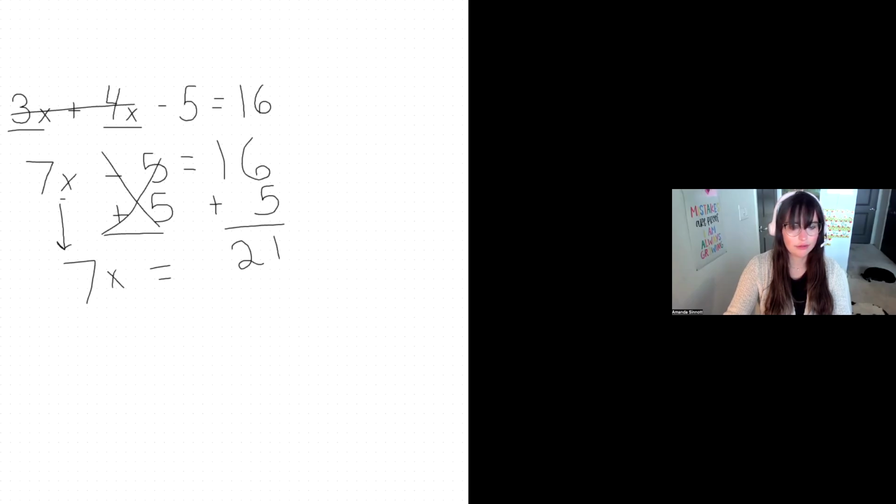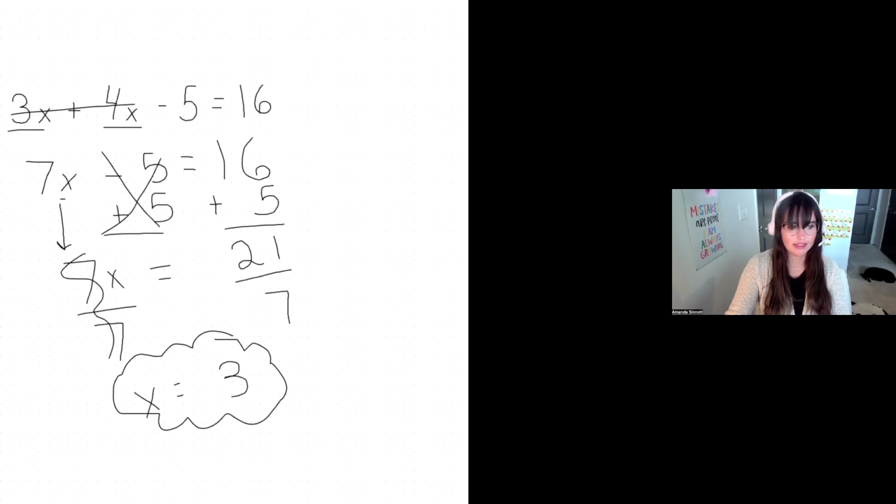Okay, we're getting closer. We want to get this x by itself, and we have a 7 right here. So what we're going to do is divide both sides by 7. Okay, so that'll give us our x by itself. And then we go 21 divided by 7 equals 3. Yay! So the solution is x equals 3.